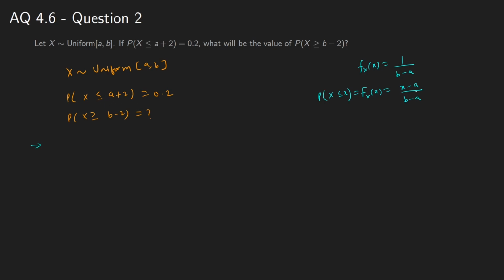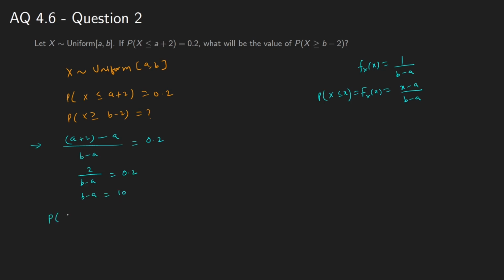So we can use the formula of the CDF for a uniform continuous random variable. It is just x minus a, where x is the point at which we are calculating the CDF. So it is a plus 2 minus a, the lower limit, divided by b minus a. It is given as 0.2. So it will be 2 by b minus a, which is 0.2. So b minus a is equal to 10.